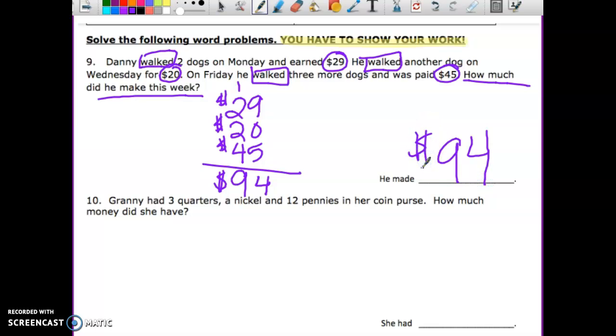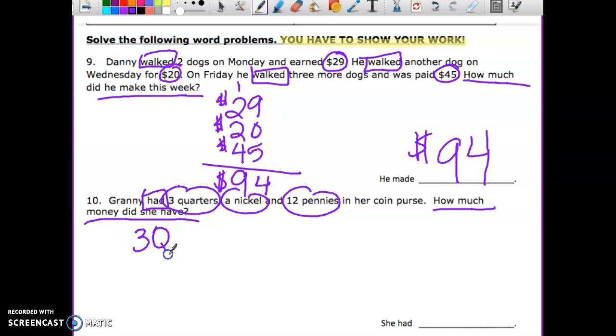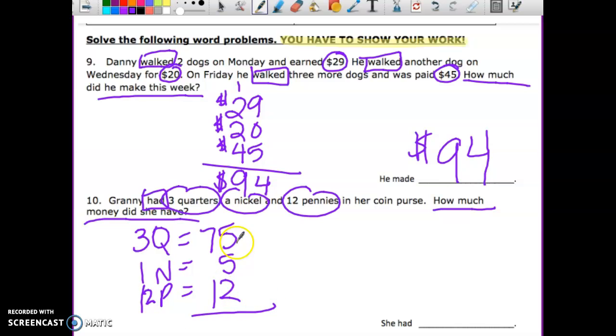Now, Granny had 3 quarters, a nickel, and 12 pennies in her coin purse. How much money did she have? They could draw the coins, which is a way that I've highly encouraged them, or they could have listed 3 quarters is equal to 75 cents, 1 nickel is equal to 5 cents, and 12 pennies would be equal to 12 cents. 5 plus 5 plus 2 would equal 12. Carry my 1. 1 plus 7 plus 1 would equal 9. So she had 92 cents.